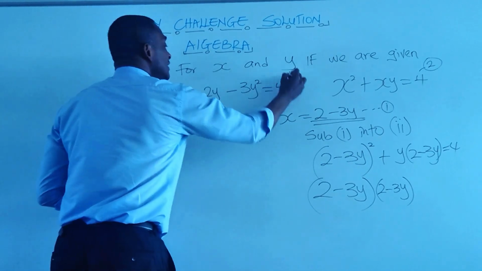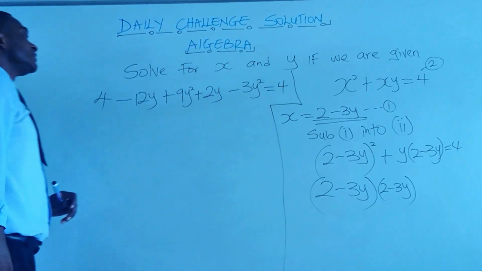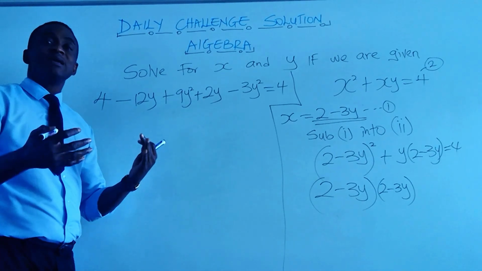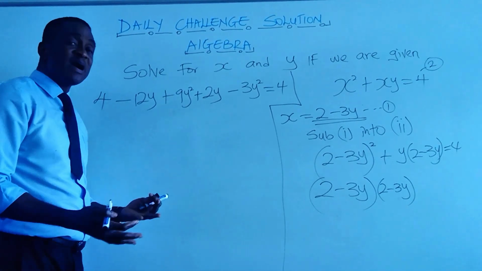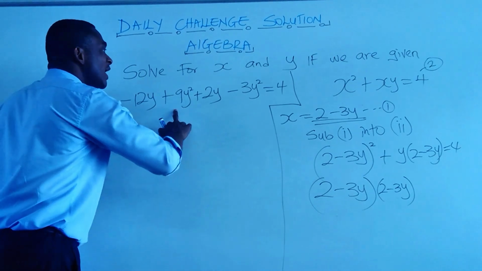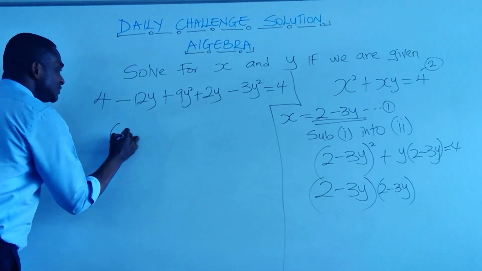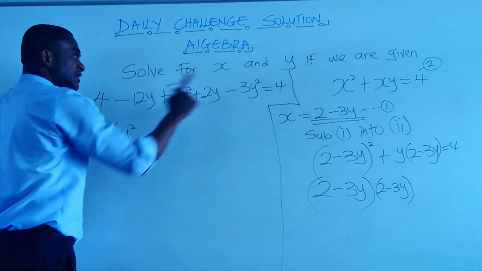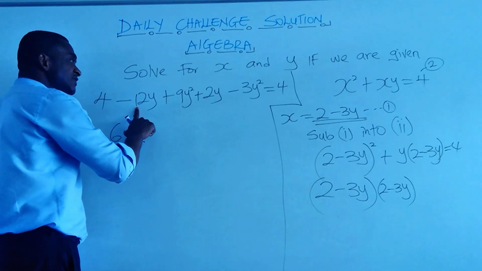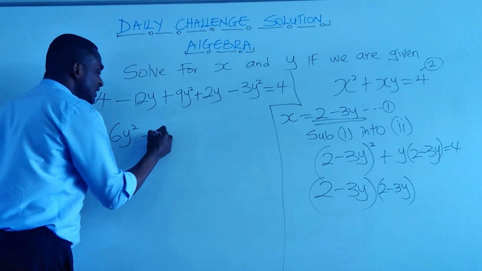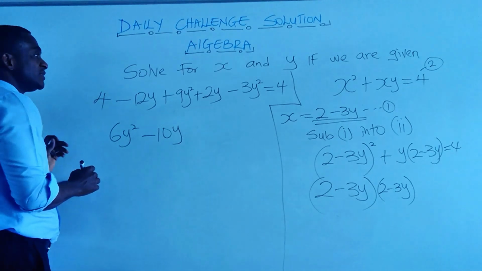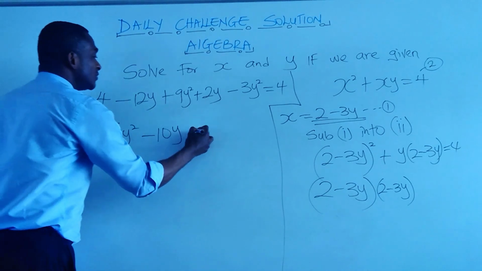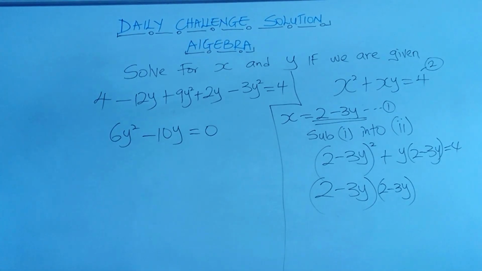So this is our new expression. Now let's simplify this. I start with the variable with the highest exponent. 9y squared minus 3y squared gives me 6y squared. Then negative 12y plus 2y gives me negative 10y. Then I have 4. If I bring this over, 4 minus 4 is gone. So I have this equals to 0.